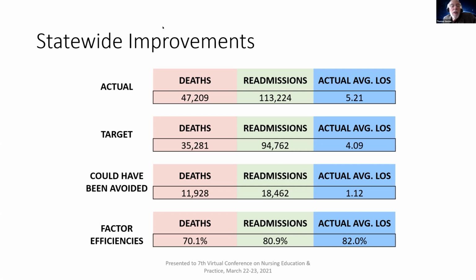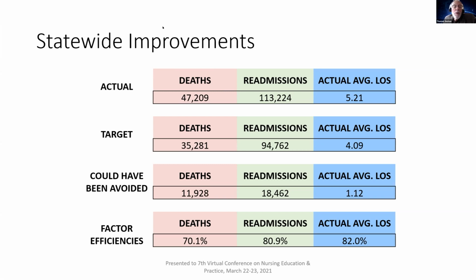Now, if every hospital in this data set were to move to the performance frontier, what we'd see is that we would have had only 35,000 deaths and about 95,000 readmissions. The average length of stay would have been only roughly 4.1 days. So you can see there's some big gaps there.